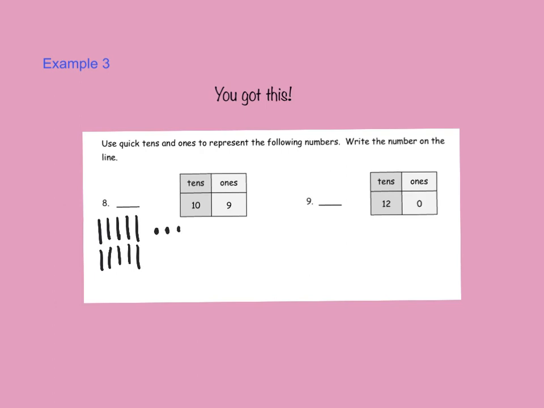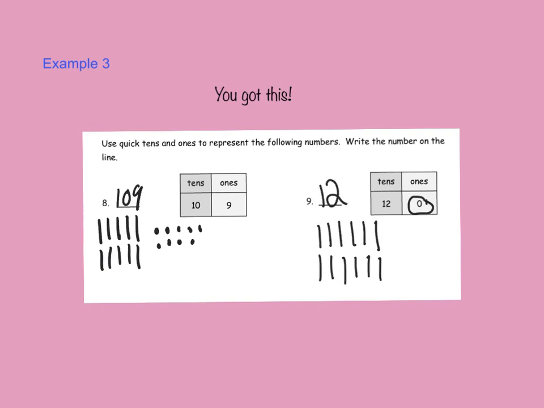1, 2, 3, 4, 5, 6, 7, 8, 9. And then you would just write 109. Over here, in the tens is 12. 1, 2, 3, 4, 5, 6, 7, 8, 9, 10, 11, 12. But since there's nothing in the ones place, you leave it alone, and it's just the number 120.